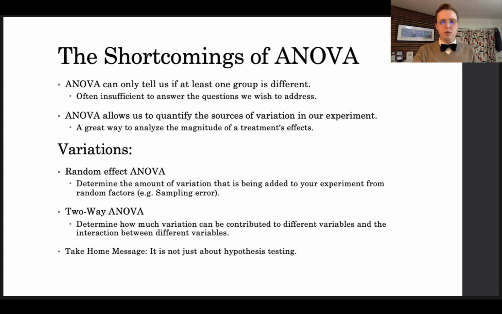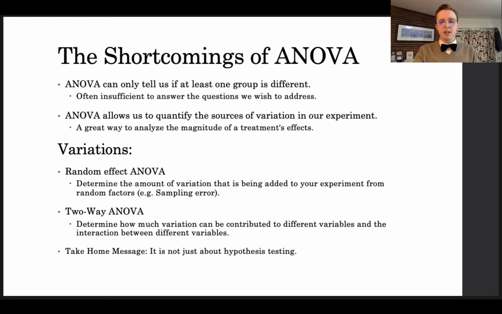Now, for those of you who have been thinking critically about what I am saying, you probably realize that there is an inherent problem with ANOVA. ANOVA can only tell us if at least one group is different, but usually we want to actually know which group is different. For this reason, ANOVA is often insufficient to actually answer any of the questions we pose in our projects. So why do we even do it, and why do all stats courses teach it?